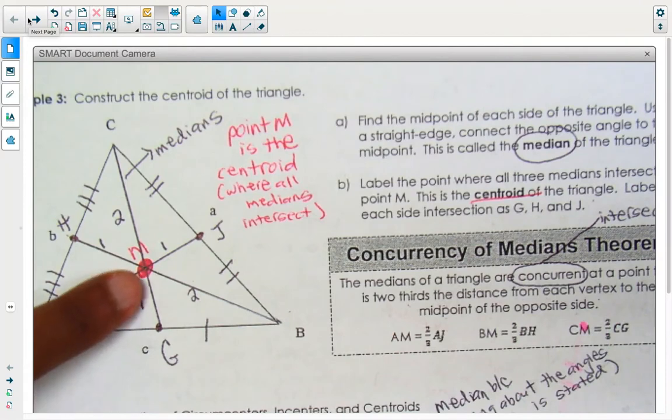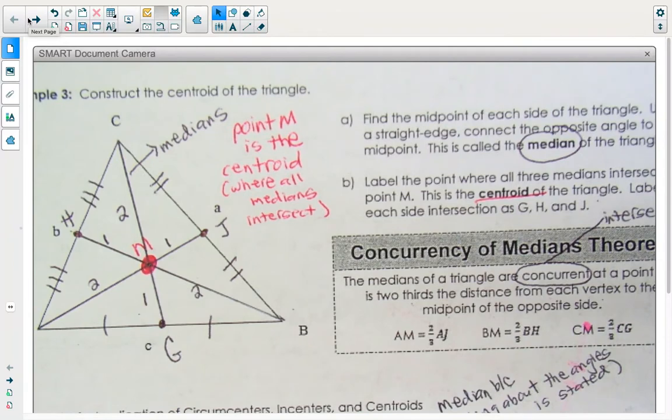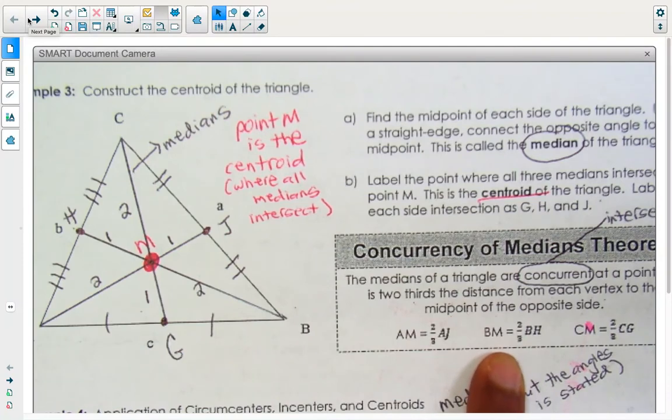This part over here is the one part, and together it makes a whole. So this side is 2/3 the distance of the whole side. So the longer side is 2/3 the distance of the whole side. So AM is 2/3 of AJ, BM is 2/3 of BH, and CM is 2/3 of CG.